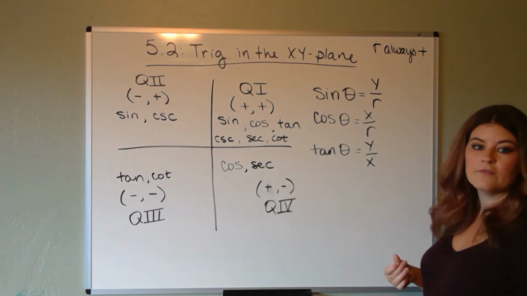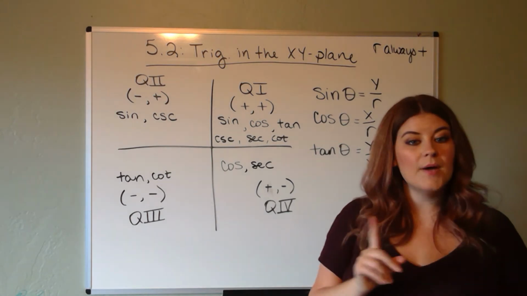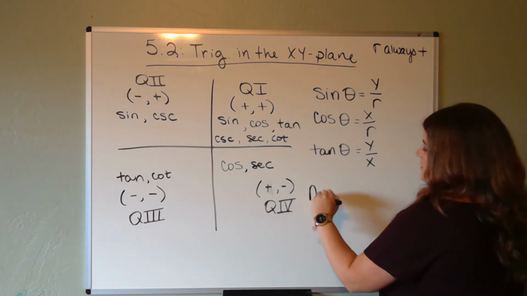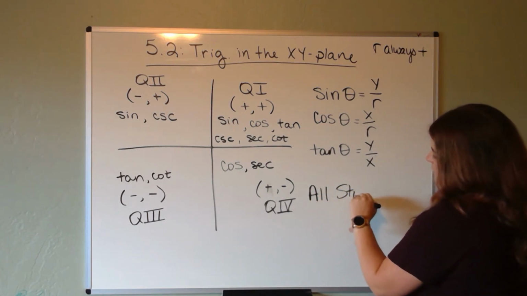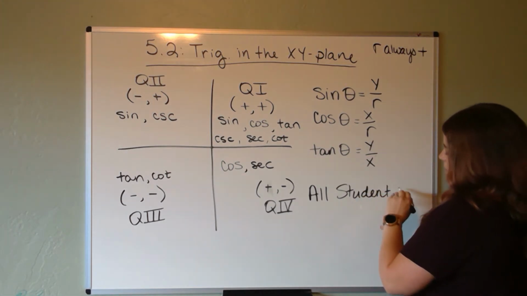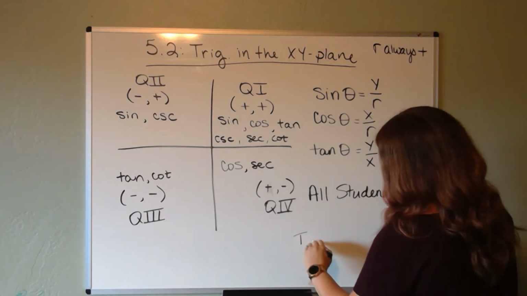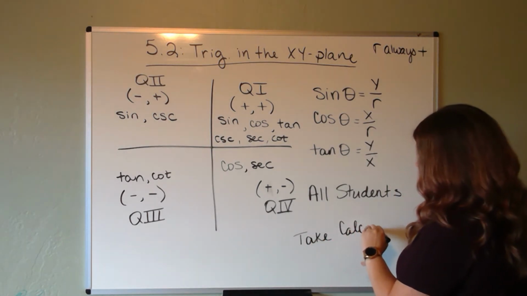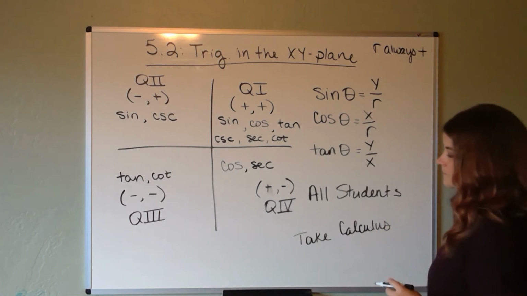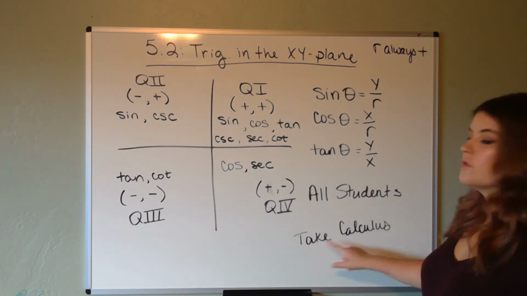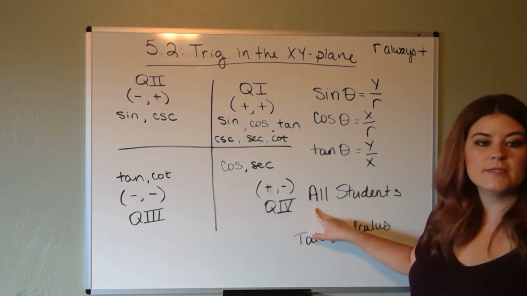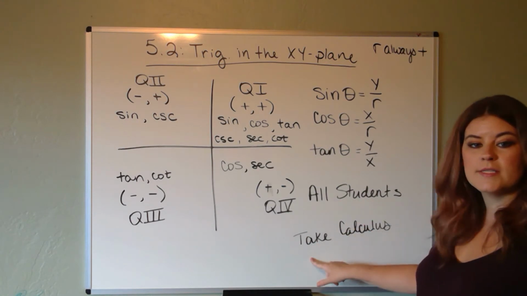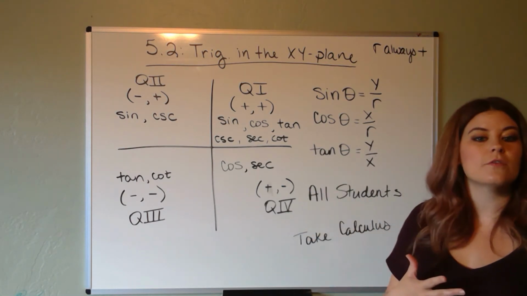So I know this is a lot of information to just remember, but we have a little saying, because we always have a little saying. If you can remember that all students take calculus, which I know isn't necessarily true, but it works for what we're trying to remember. Notice, this saying has 4 words. Each word coincides with a quadrant. All is for quadrant 1, students for 2, take for 3, calculus for 4. So it's already in order for us.